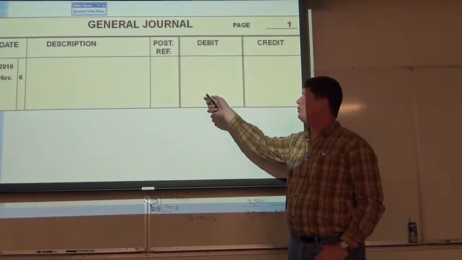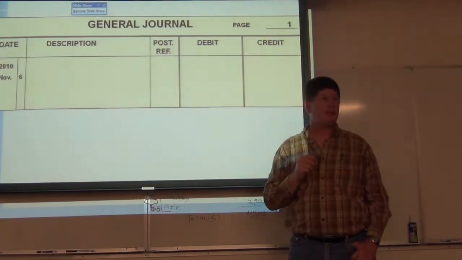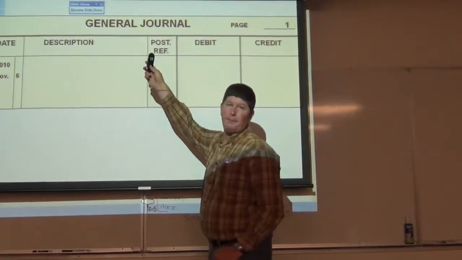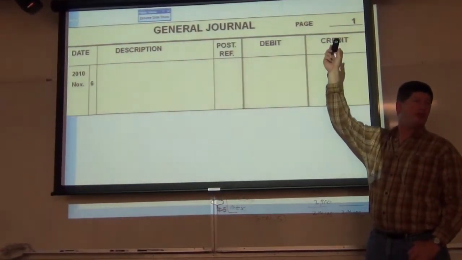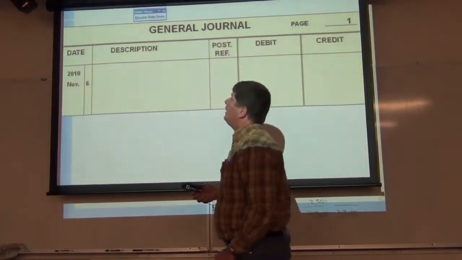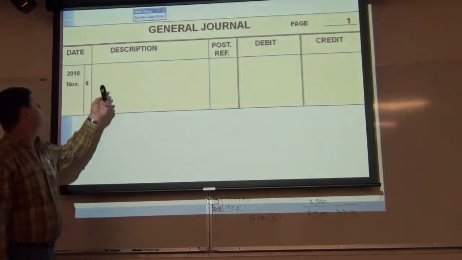They're entered in chronological order, and here's what it looks like. It's just a sheet of paper. It says general journal at the top, and by golly, it's got a page number, because you can have lots and lots of pages in any given month. Most of your accounting records have a similar format.